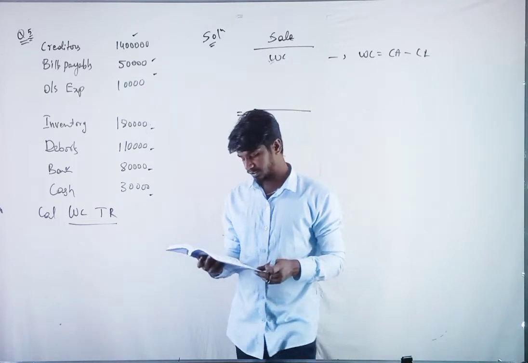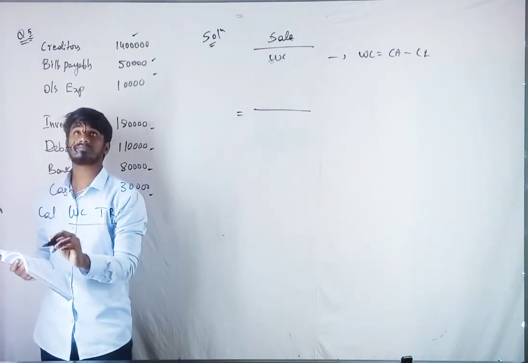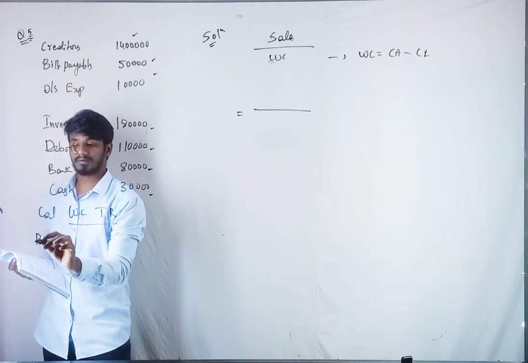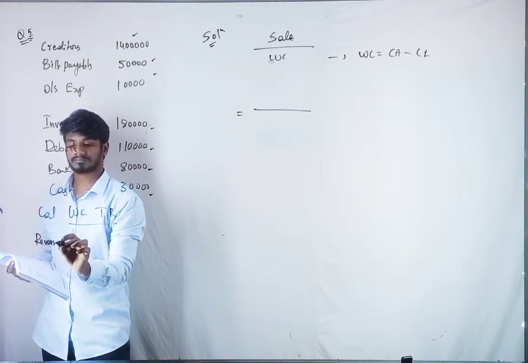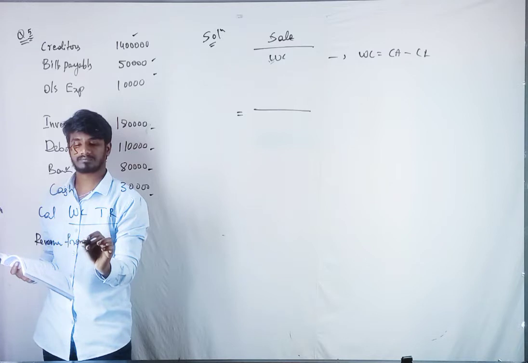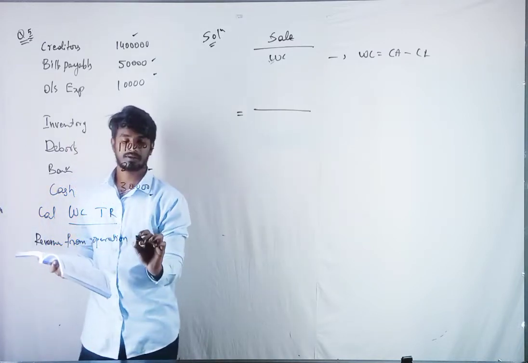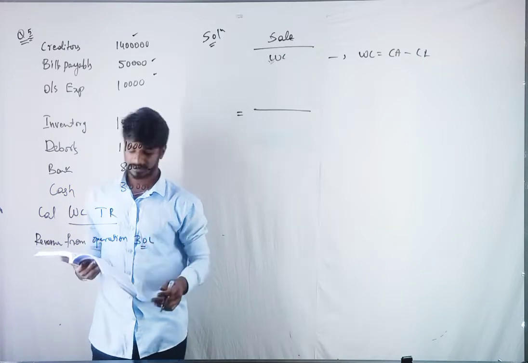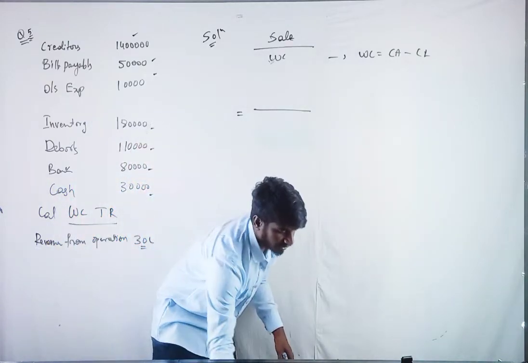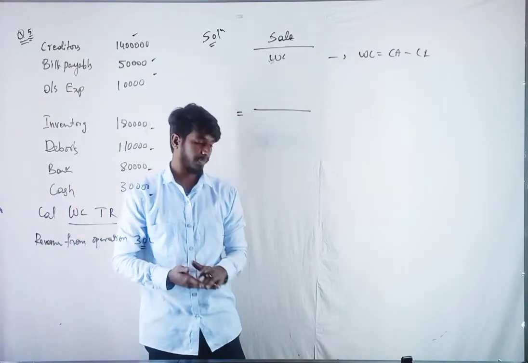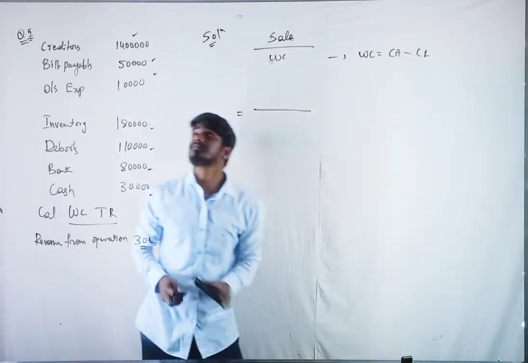Revenue from operation is 30 lakh. Where would I write? Revenue from operation 30 lakh. Yes, that's correct. Now it's fine. Shall we calculate?